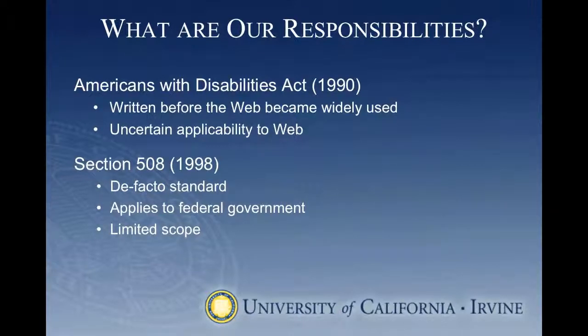In 1998, we see the adoption of what is commonly referred to as Section 508. This is an amendment to the Rehabilitation Act of 1973, and it specifically addresses accessibility with regard to electronic and information technology. Although the scope of Section 508 is a bit limited, and it technically only applies to federal agencies, it is a de facto standard and foundation for subsequent standards and guidelines.